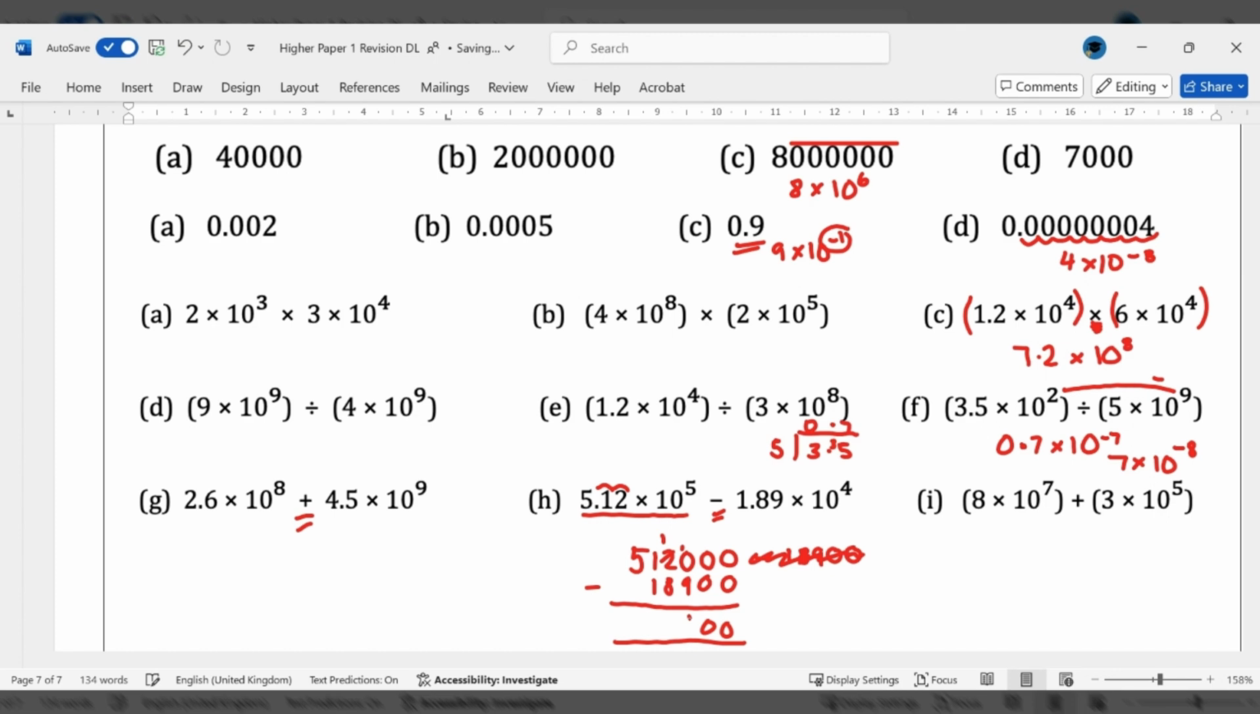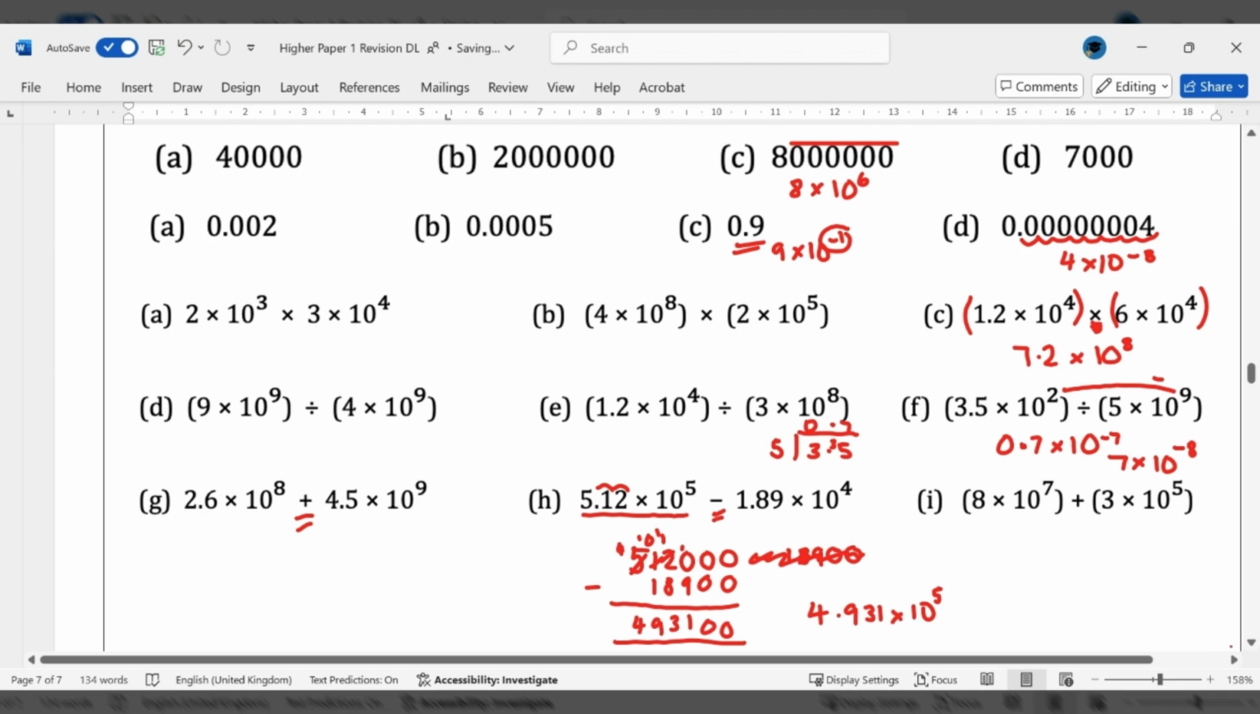10 take away 9 is 1. Here, borrow from the 1 to make that 11. It's a bit messy. 11 take away 8 is 3. Again, 0 take away 1. I'm going to borrow from the 5 to make 4. 10 take away 1 is 9. And 4 take away nothing, that's that. And then put your answer back into standard form. How many jumps? 1, 2, 3, 4, 5. So that's adding and taking away standard form.